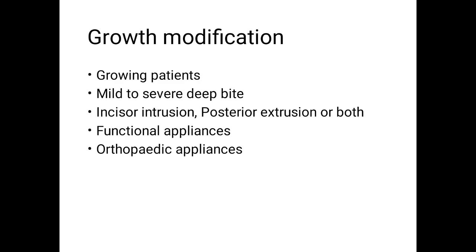Growth modification. This works so well with growing patients in the early to mid-late mixed dentition. For this case, you can do incisor intrusion, or you can do posterior extrusion, or both. Depends on the soft tissues and the vertical closure dimension that you have. Functional appliances work well here. Myofunctional appliances to be exact. And then also orthopedic appliances can work so well in this case. Now these two appliance categories help modify soft tissue and hard tissue growth to be able to correct or reverse deep bite.